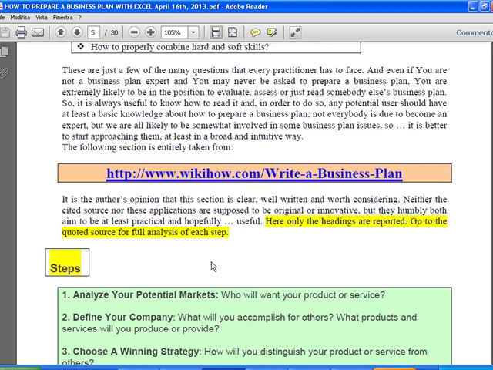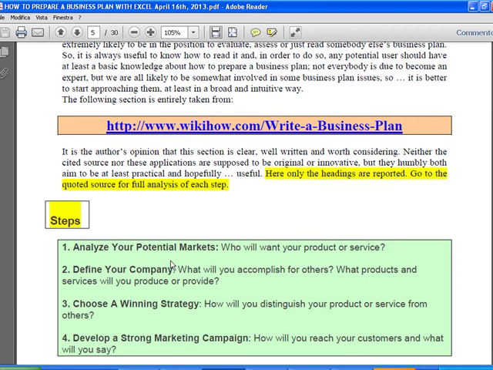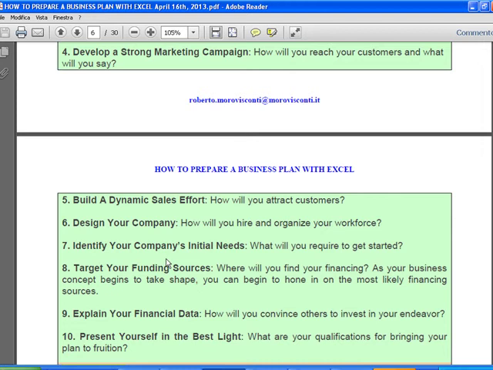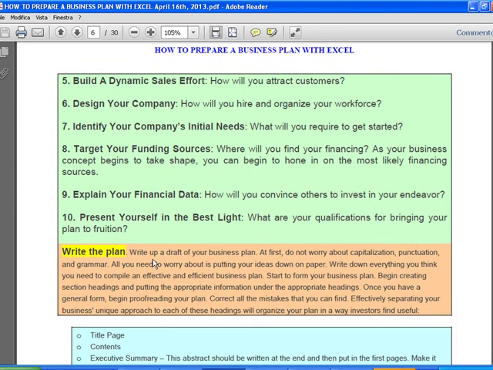Analyze your potential markets is the first step. Then define the boundaries of your company. Choose a winning strategy. Develop a strong marketing campaign. Build a dynamic sales effort. Design your company. Organize it. Identify your company's initial needs. Target your funding sources. Who is going to financially support you? Explain and draw down your financial data. Present yourself in the best light. You have to sell your product and then write the plan.